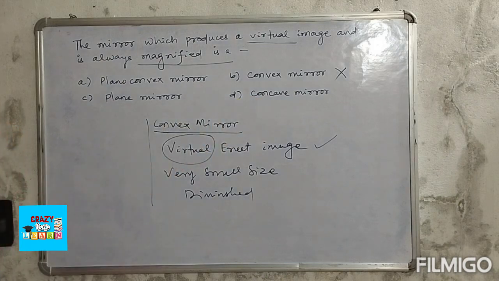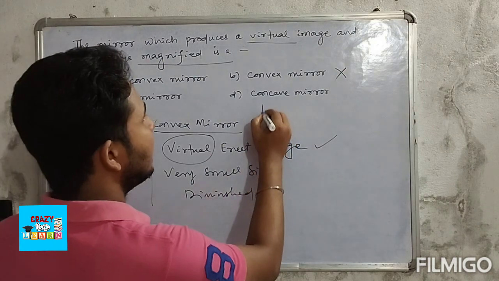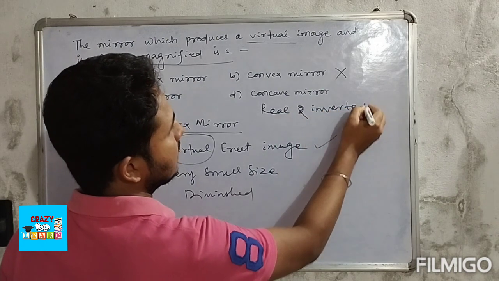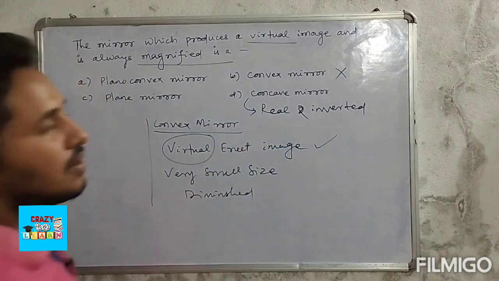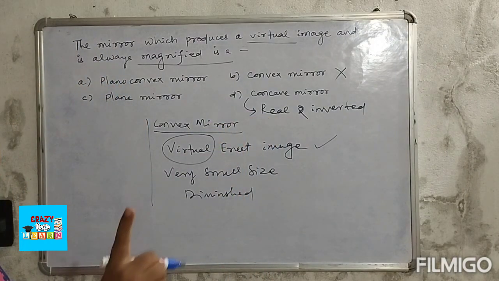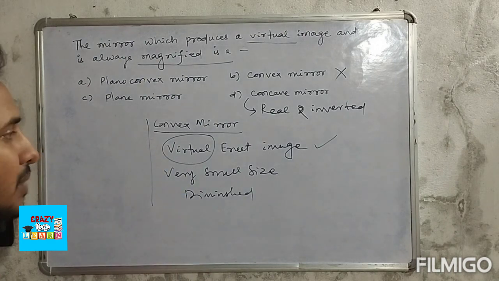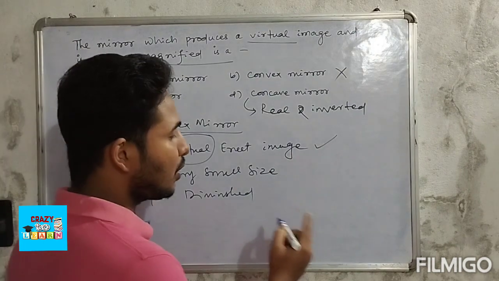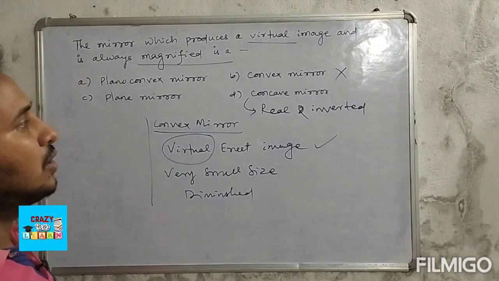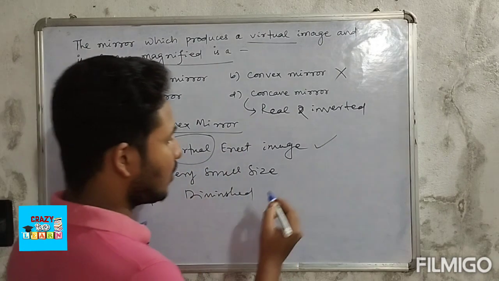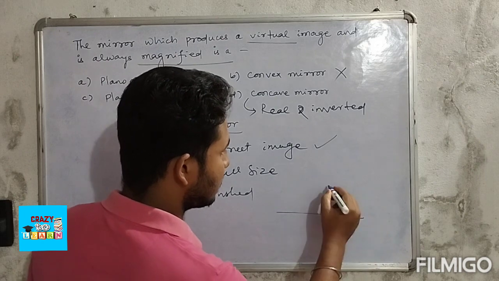If we go for the concave mirror, we know that when the object is placed at different positions, we will get a real and inverted image in case of a concave mirror. But when the object is placed between pole and focus in front of a concave mirror, in that case we will get a virtual and erect image.